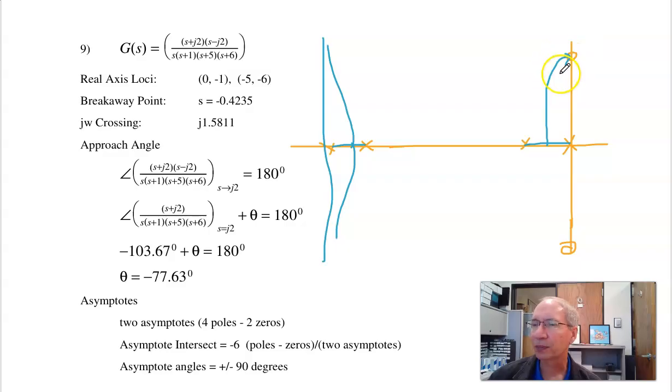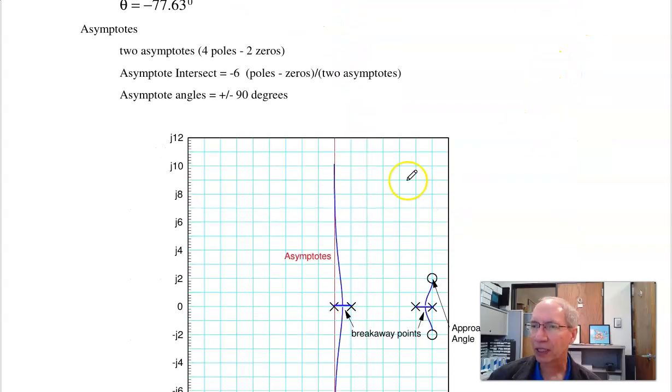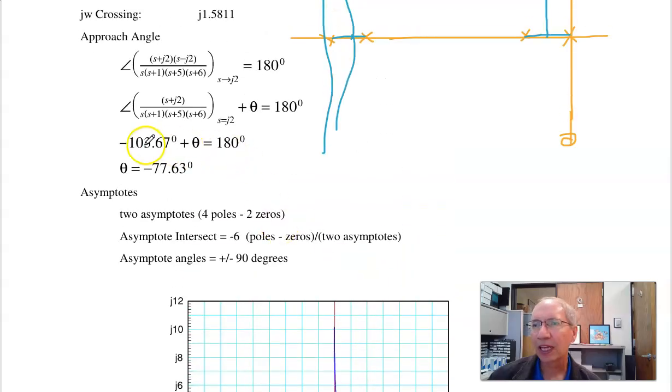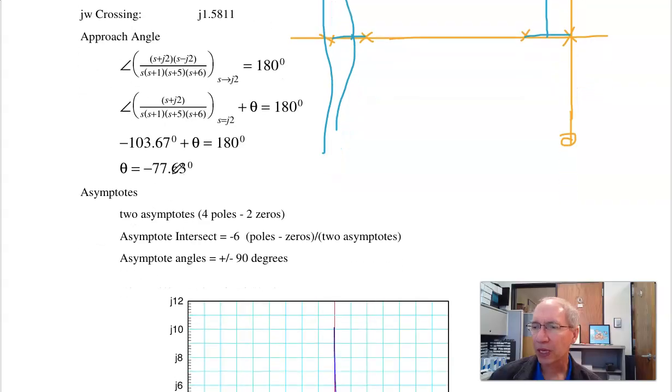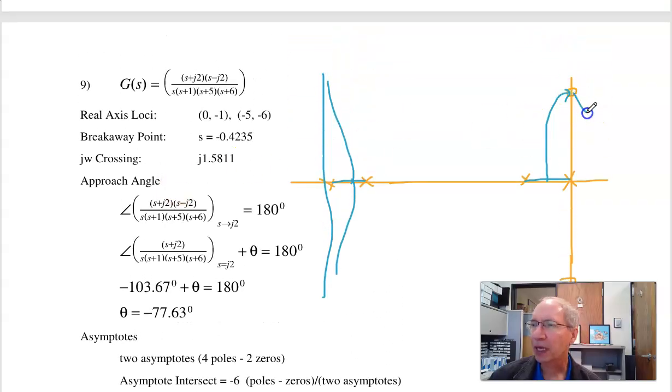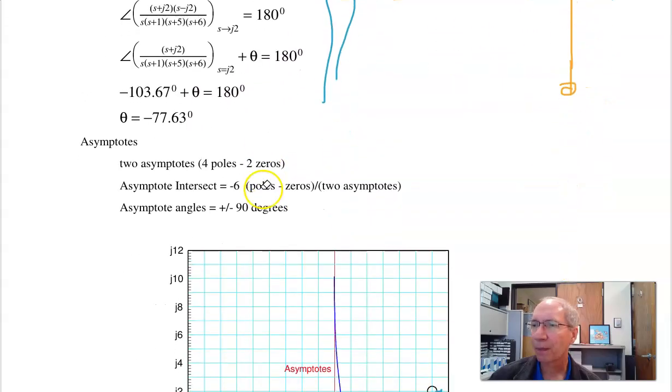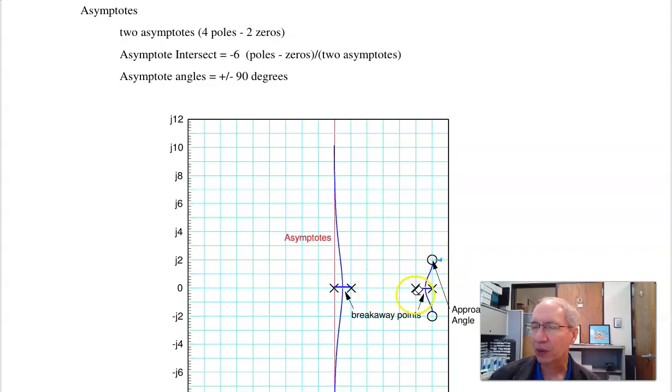This is the approach angle. To figure out the approach angle, take a point epsilon away, calculate the angles from the zeros and the poles, and that gives me minus 103 degrees. Any point in the root locus has got to add up to 180, so I'm off by minus 77 degrees. So that is the approach angle. I'm going to come in at minus 77 degrees. So actually this guy comes in, loops over, and comes back. And that's the root locus.